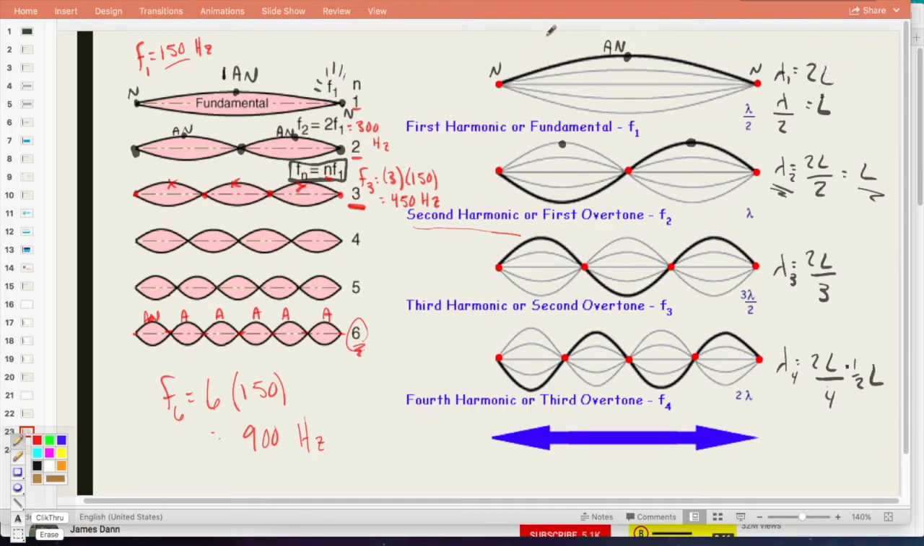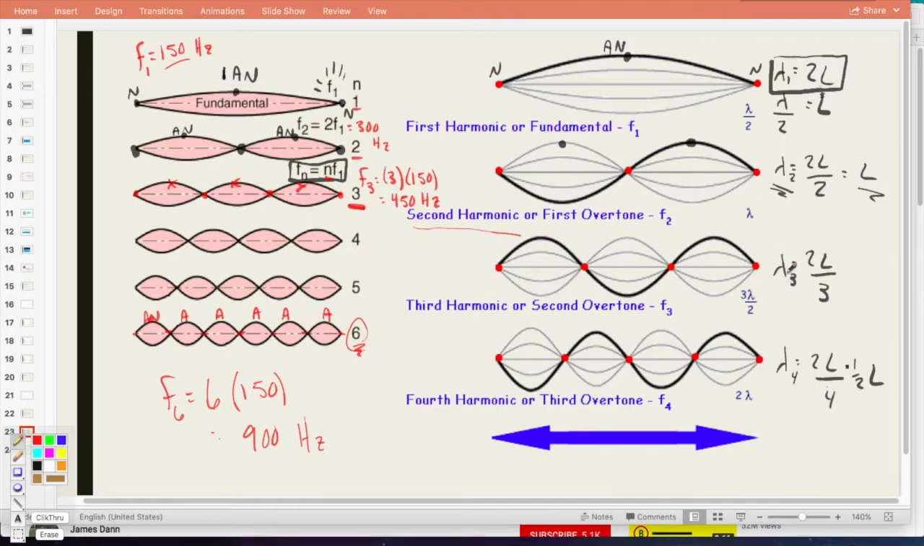So once again, the first harmonic, the equation for the wavelength of that wave pattern is 2 times the length of the string, because the length of the string is just half a wave. Here, the length of the string is a full wave, so the length is going to equal the wavelength. 2L over 2 is another way of putting it. You're going to see a pattern emerge.